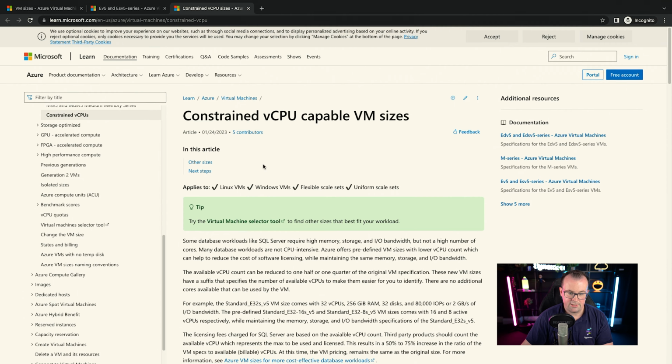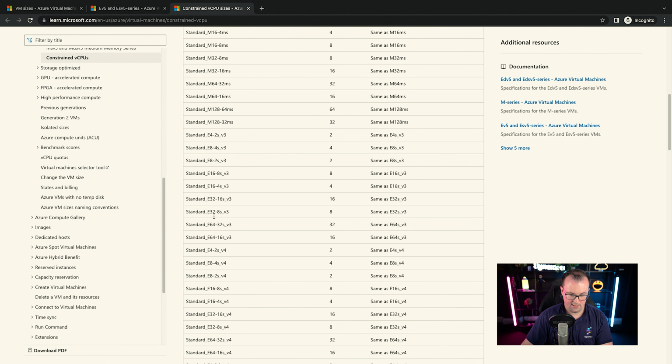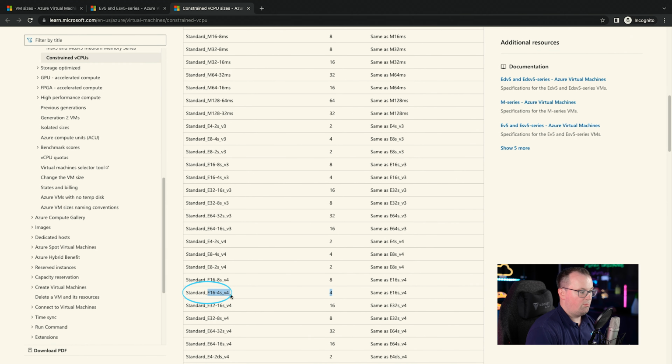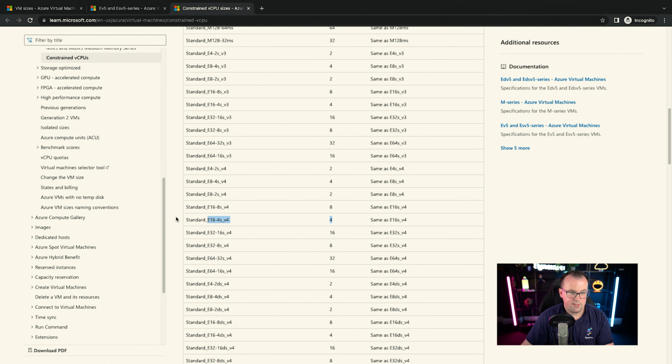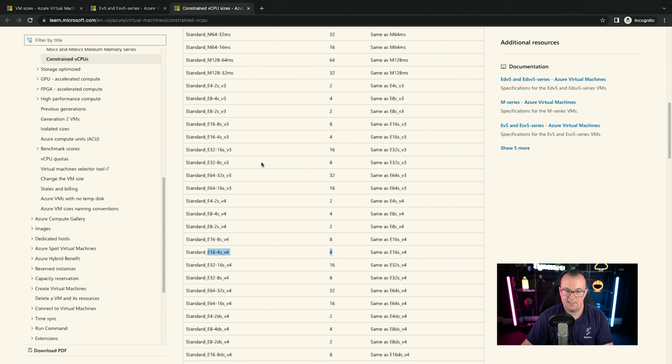So if we look at these constrained CPU capable machines, for example, the E16-4s v4, if that was a 16 core machine, we'd be at 16 cores of SQL licensing. Whereas on an E16-4s, we're getting the performance of that SKU without the CPU cores. So we're keeping the same disk performance, the same network performance, but we're only having 4 cores of CPU. There's some useful things on learn.microsoft.com in terms of benchmarks for different machines.